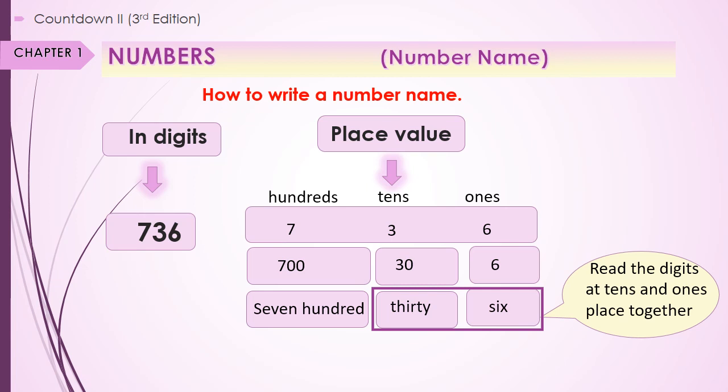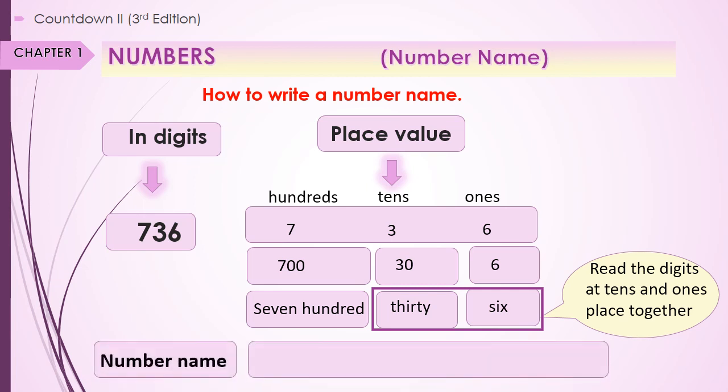अब हम क्या करेंगे? इनके दरमियान में एंड लगा देंगे. जब भी हम नंबर लिखते हैं हम 100 के बाद एंड वर्ड यूज करते हैं. So the number name is seven hundred and thirty-six. तो नंबर क्या बना? Seven hundred and thirty-six.